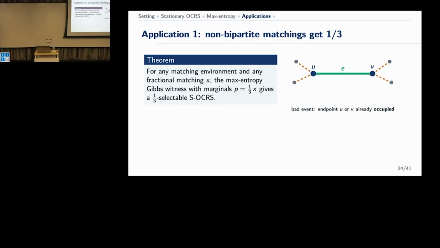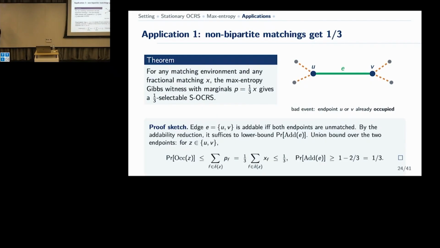This is basically equivalent of saying that, under S hat minus e, none of the endpoints should be matched, right? So if I show that under S hat, the probability that none of the endpoints is matched is large, then I'm also good to go. That's going to be also a lower bound on the addability. So let's do that, and I'm just going to use union bound.